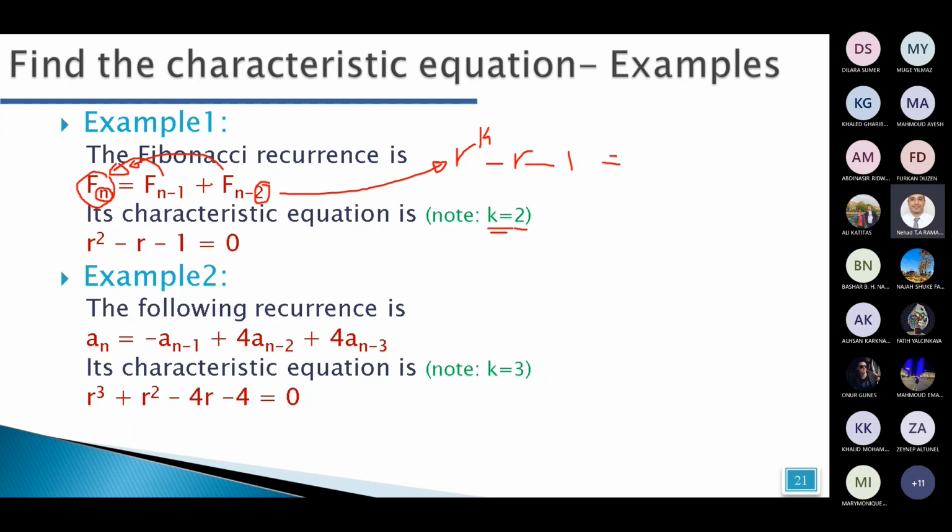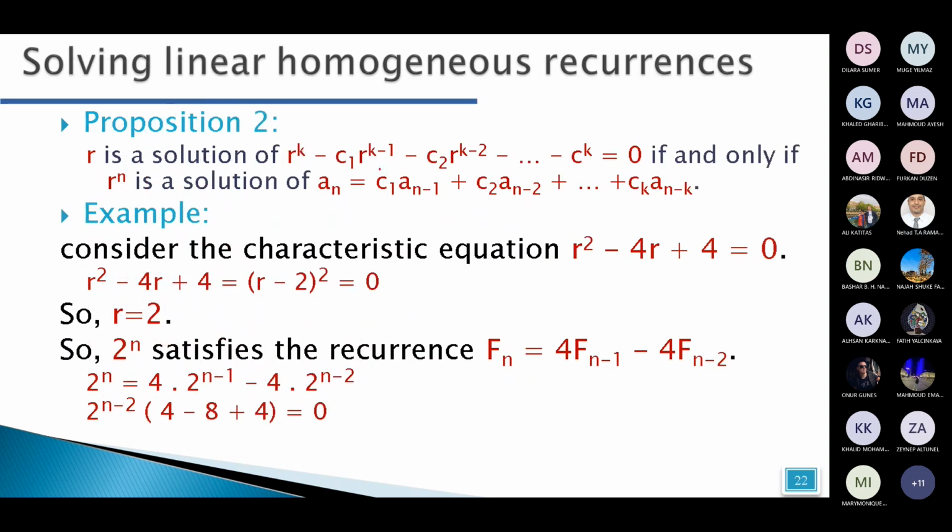Equal. What remains here after we send this one and this one? Remains 0. So this is the characteristic equation. Sorry, power k, it's 2, so it's power 2. So r power 2 minus r minus 1 equals 0. This is the characteristic equation for this Fibonacci recurrence relation. Okay.